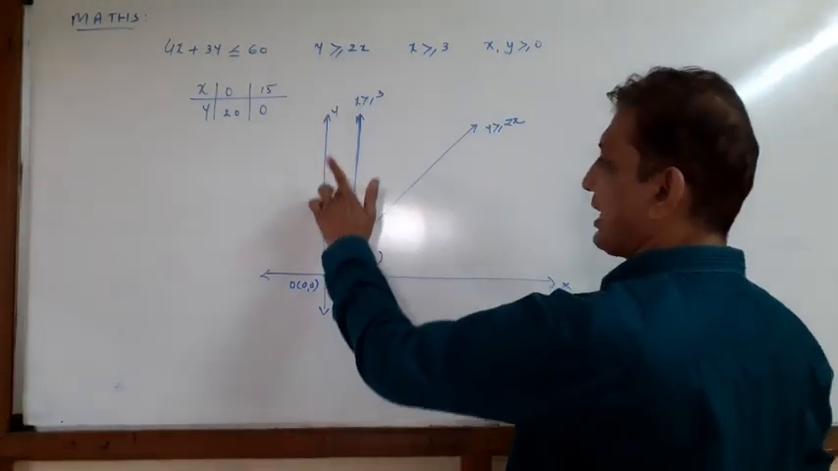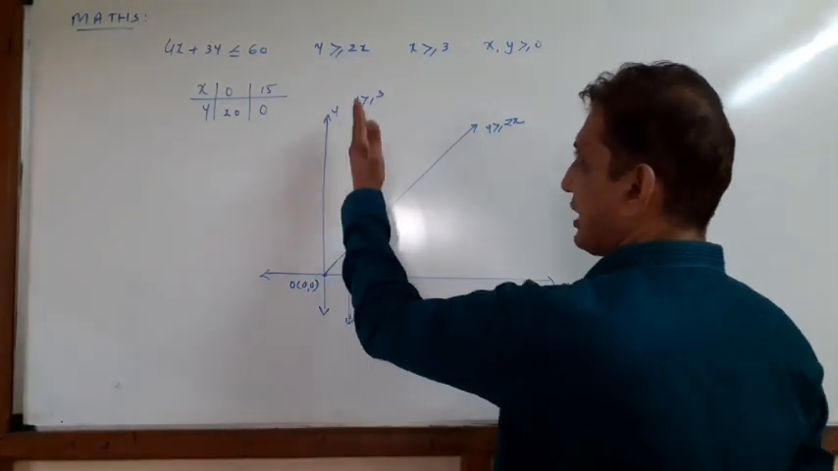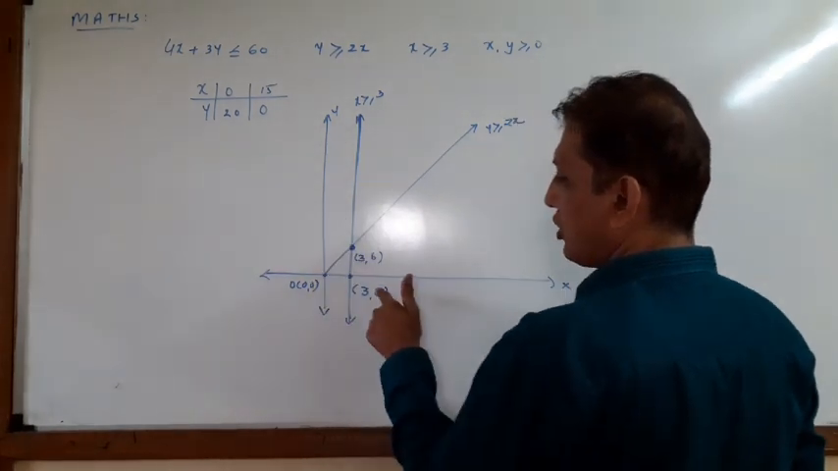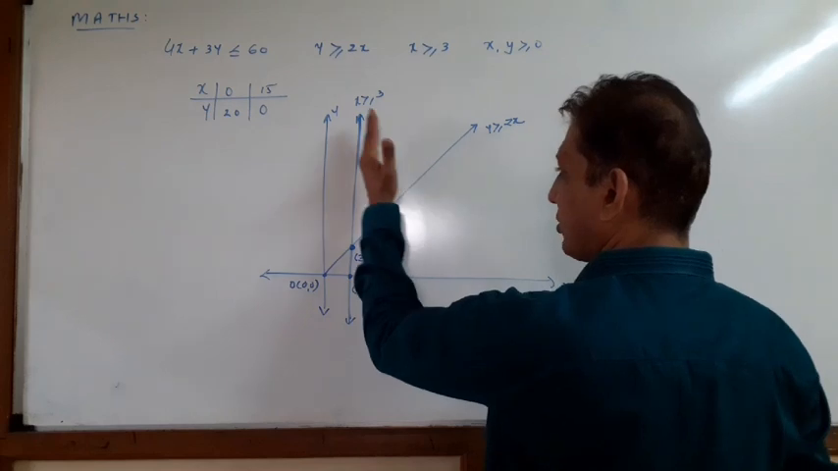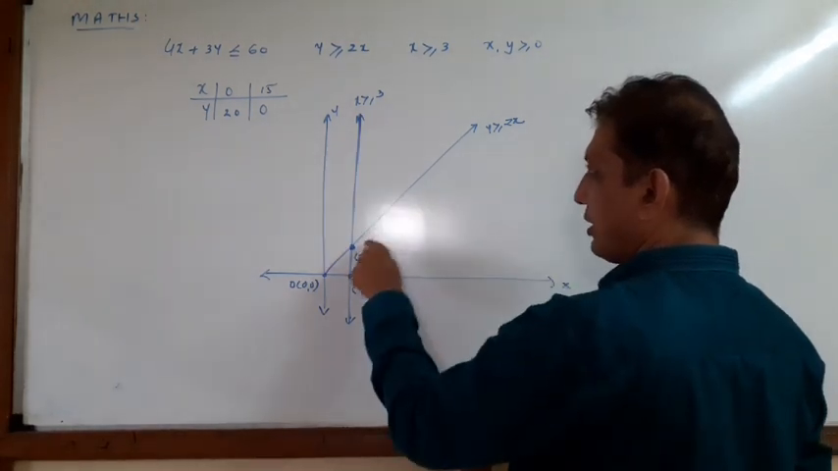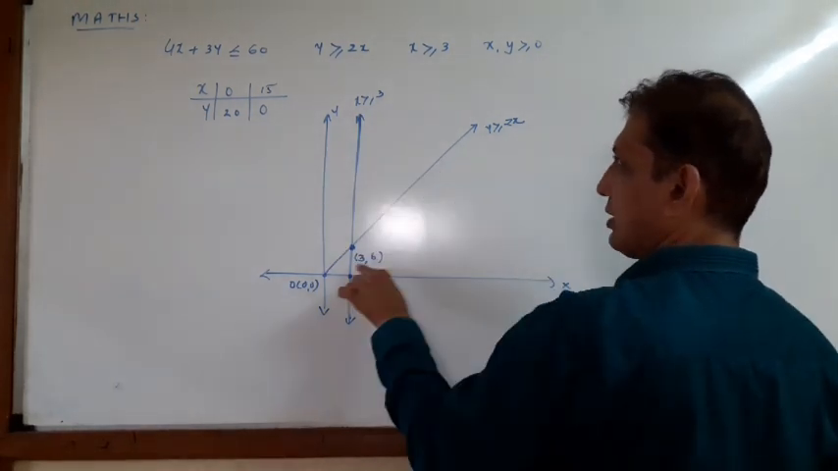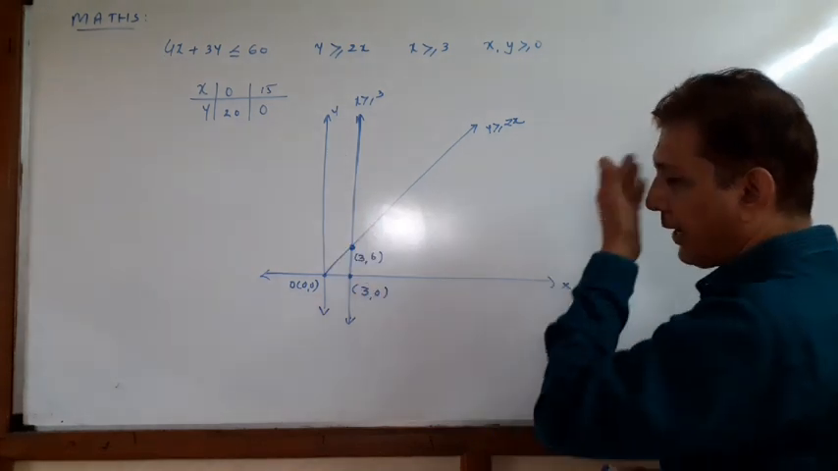Now this portion will be cancelled because the left side has values less than or equal to 3. We need x greater than or equal to 3. So now this portion, V shape. This one is cancelled.